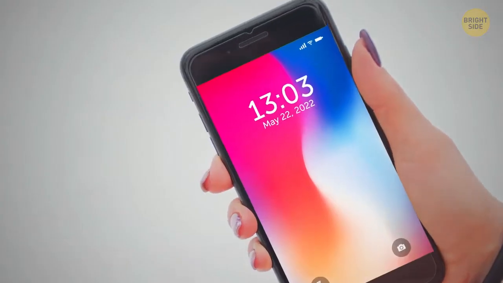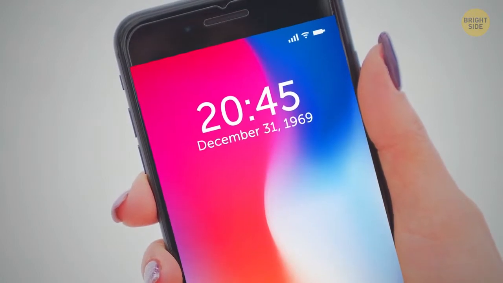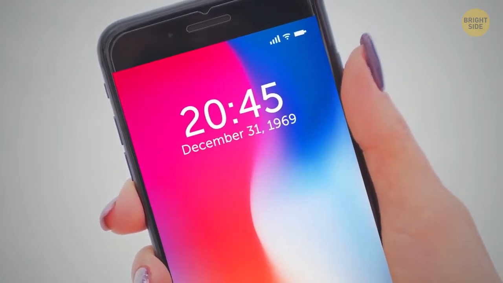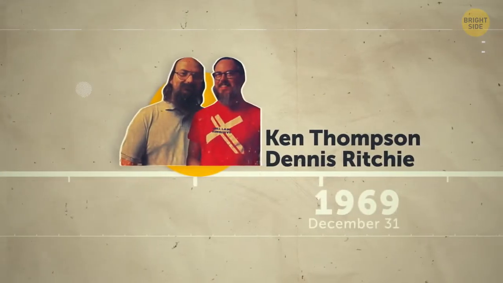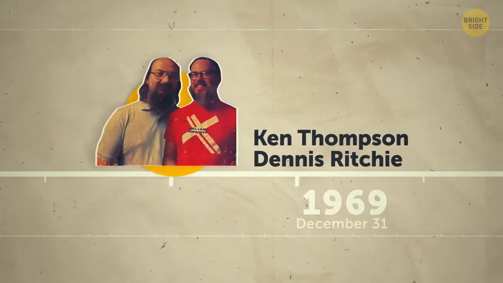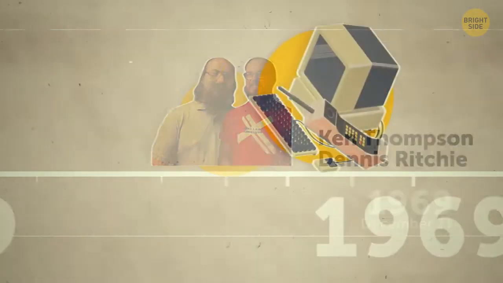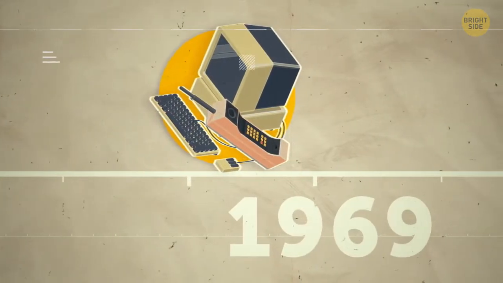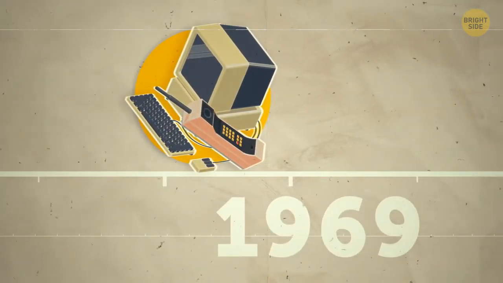You boot up your device and are filled with excitement, but suddenly it glitches and changes your date to December 31st, 1969. It's an odd date to reset to, considering it could have gone to any other date in history. However, the date is significant to Ken Thompson and Dennis Ritchie. These two dudes were responsible for major contributions to the IT world back in 1969.